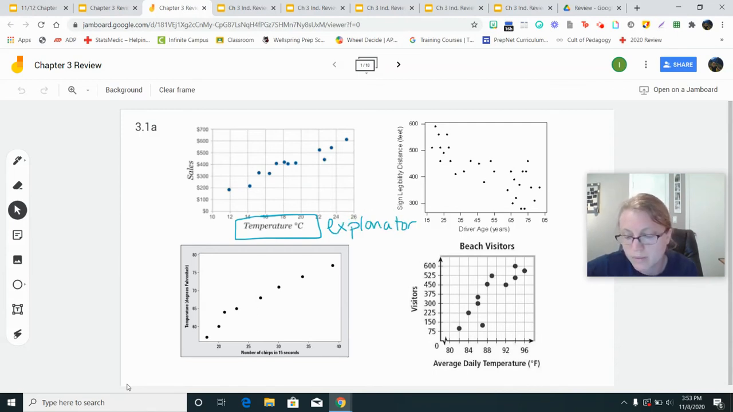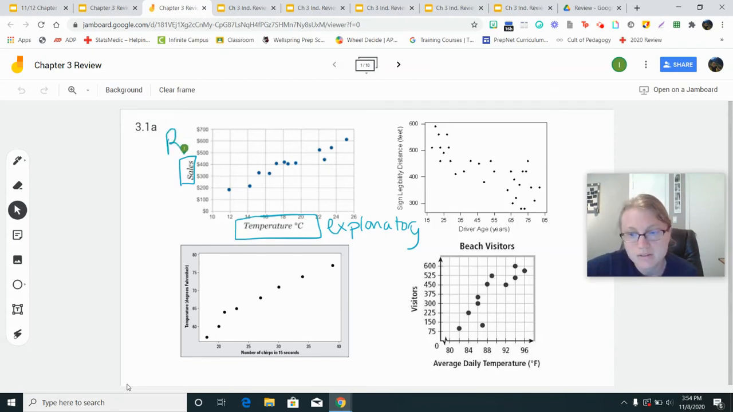And based on that explanatory variable, we look to measure some sort of response from it or predict some sort of an outcome from it. So in this case, we're looking at temperature and then sales. So can we use temperature to predict sales that we might have? So maybe it's like hot chocolate sales or something. So this is my response variable.